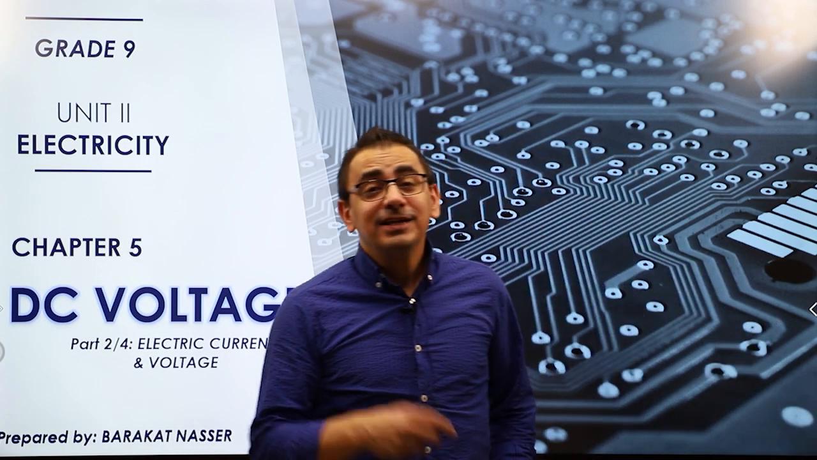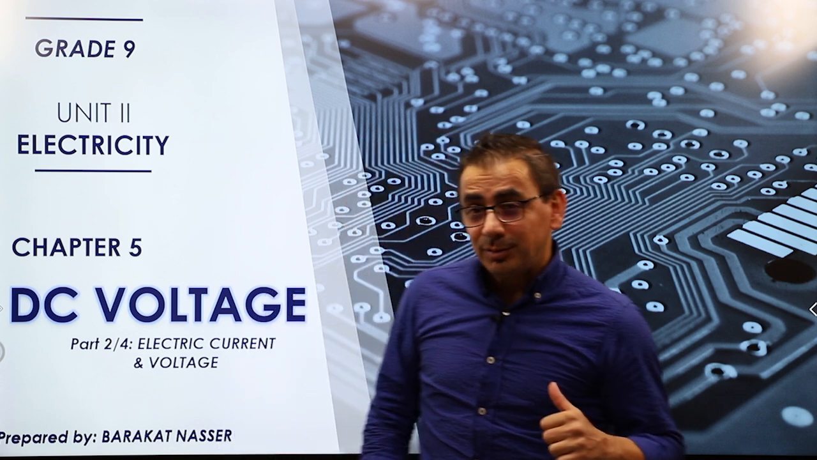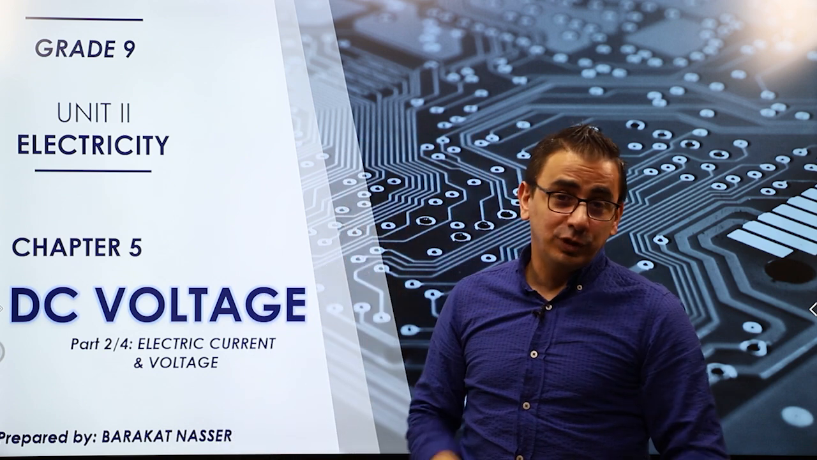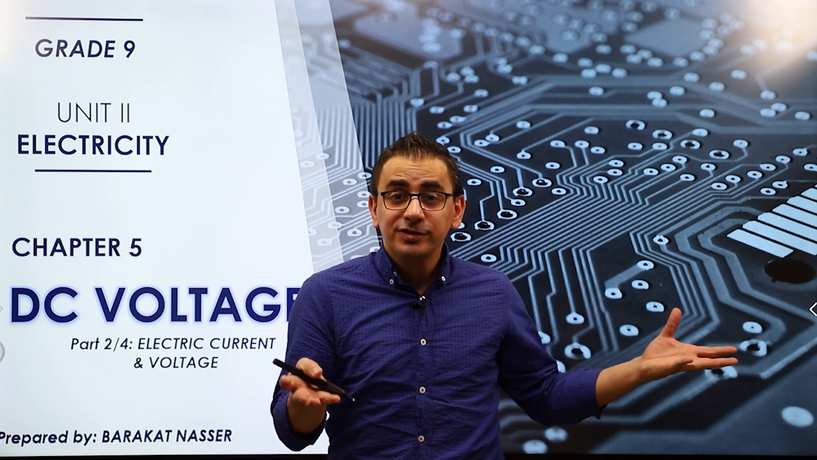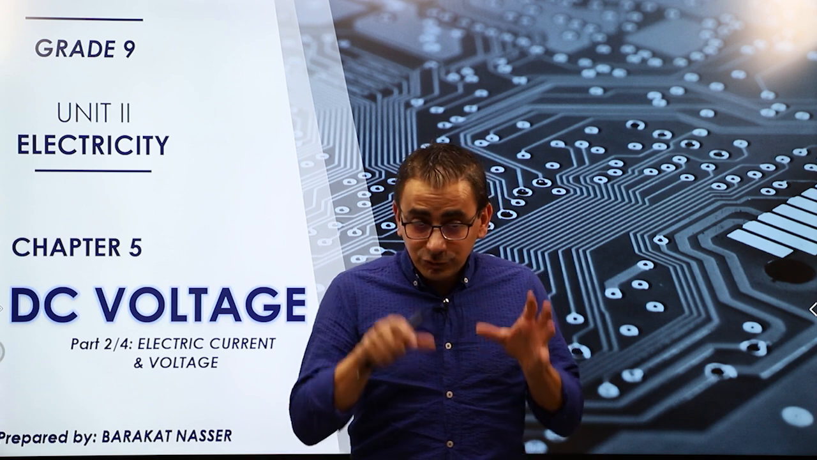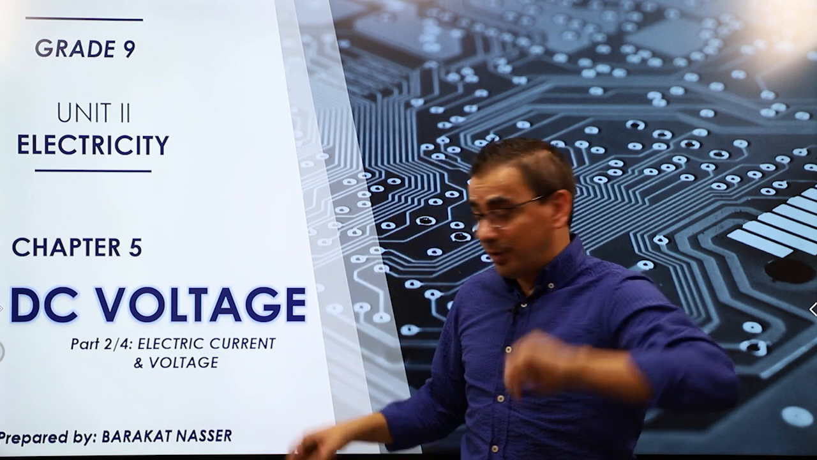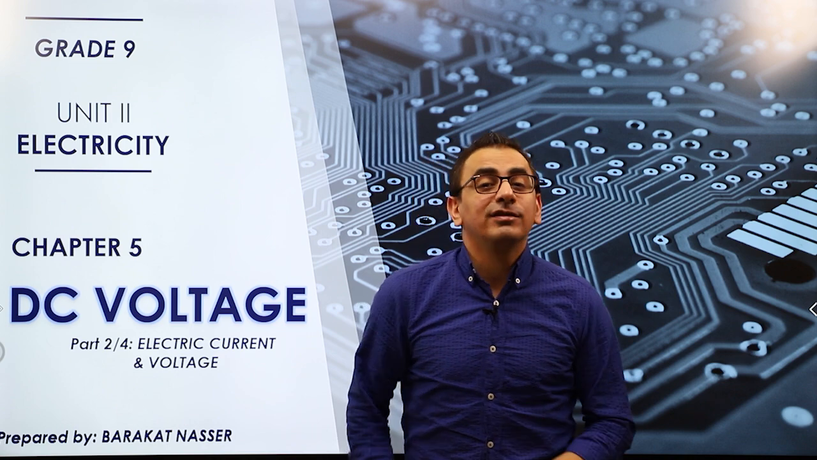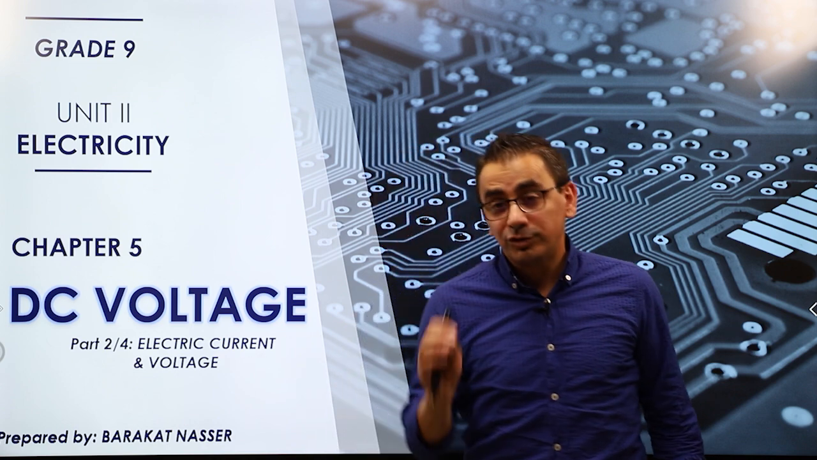Welcome back to the second section of Chapter 5, DC voltage. In the previous chapter, we talked about the generalities, electric appliance symbols, and types of circuits: series, parallel, and mixed as well. Today, in this session, we're going to continue with another part, which is the electric current and voltage. So we'll define these terms and talk about them in more detail.